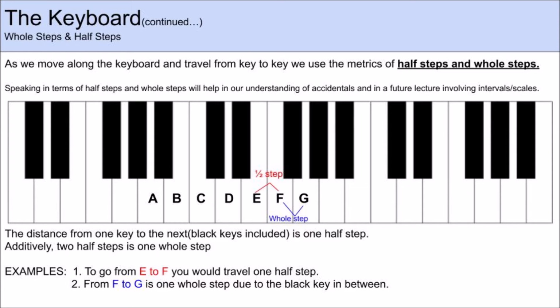If we apply this to the keyboard pictured in this slide, the distance from E to F is one half step. The distance from F to G is one whole step. If you start on F, you go one half step to the black key in between F and G, and then another half step from that black key to G. Gives you one whole step.